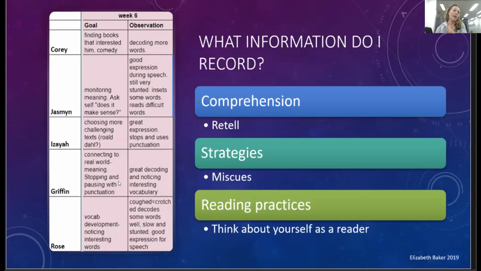And then I would talk to Griffin about that goal and that observation, and we work on that then for the following week. That would be when I sat down with him next time. I'll remember that you need to really stop and pause with that punctuation. So let's have a practice, and now you have a read. And that's how it really feeds in.